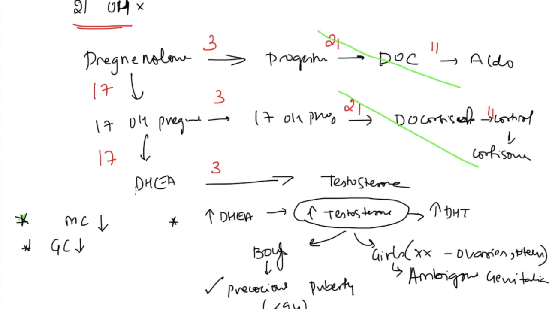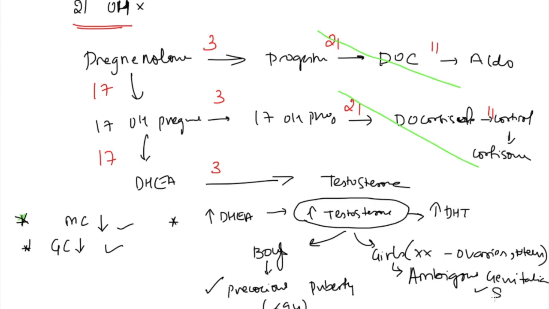We need to supplement mineralocorticoid from outside. We can give fludrocortisone, then we can give hydrocortisone, basically for the glucocorticoid supplementation from outside. In boys there is pretty much nothing you can do. It's precocious puberty, it's fine, it's just excess testosterone in boys. In girls, what happens? The ovaries are present, uterus is present, so there should be no problem with fertility. So what you do is just do a reconstructive surgery.